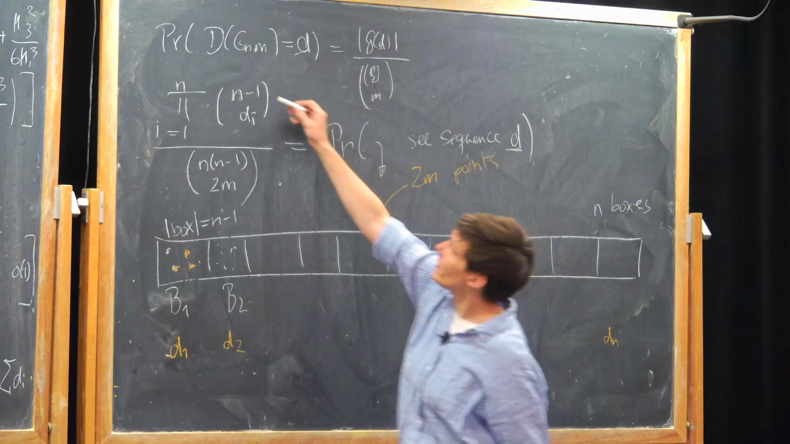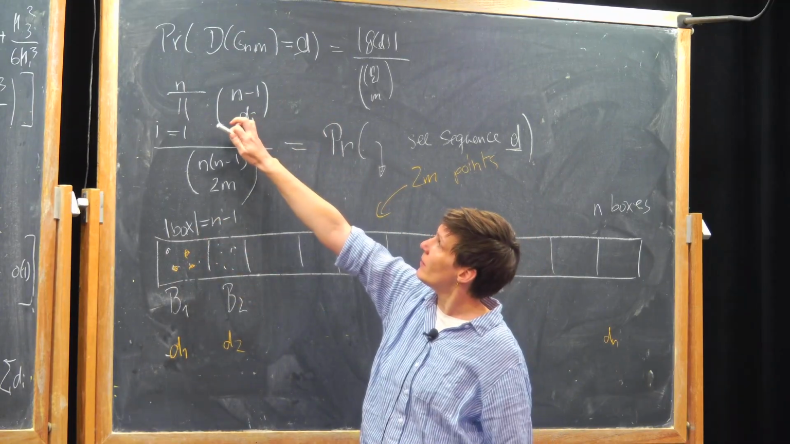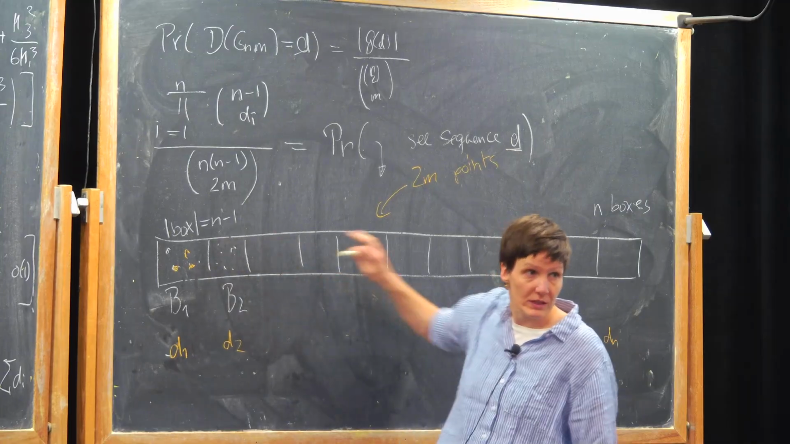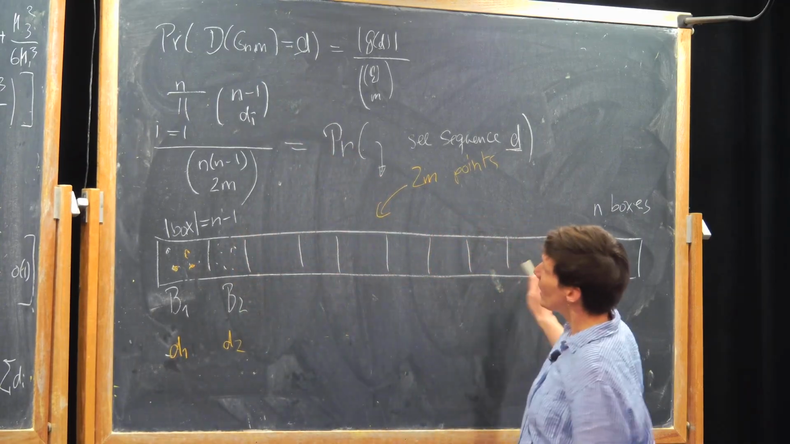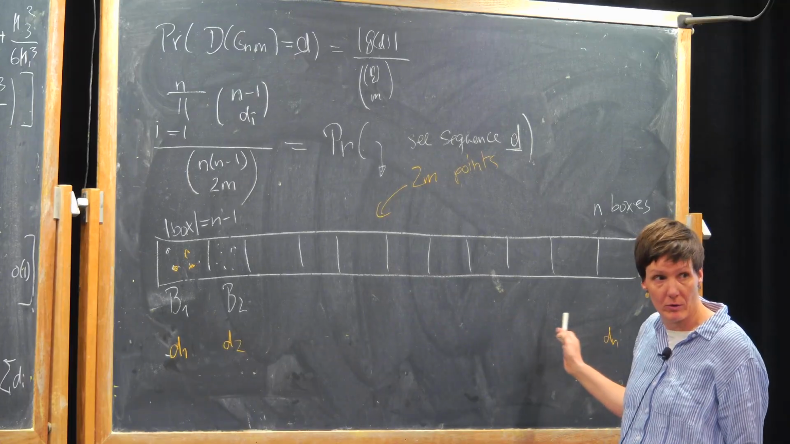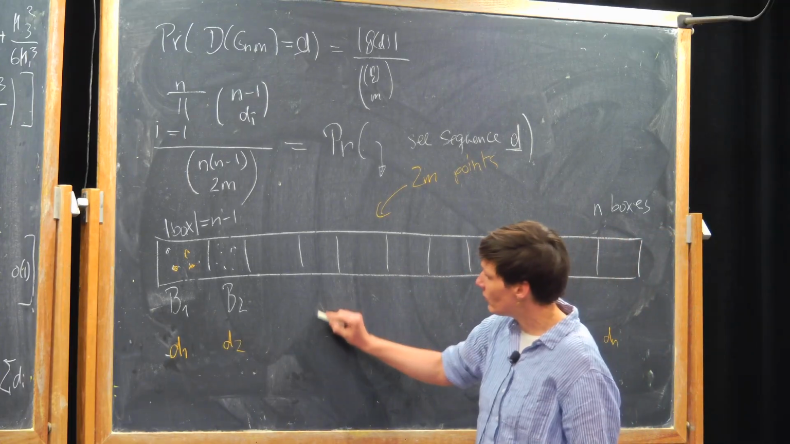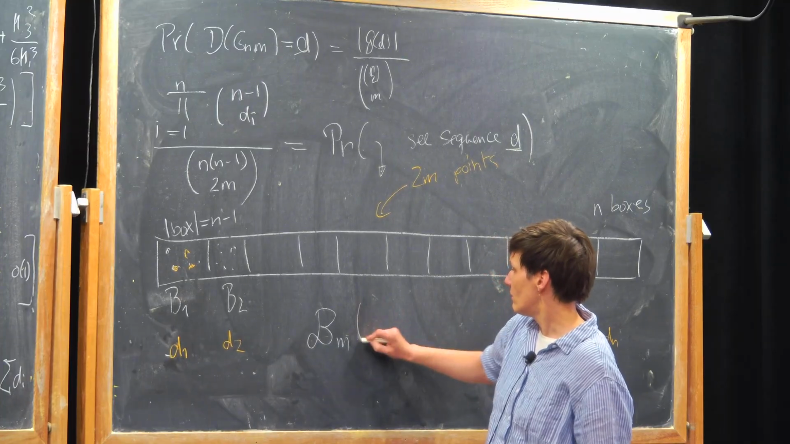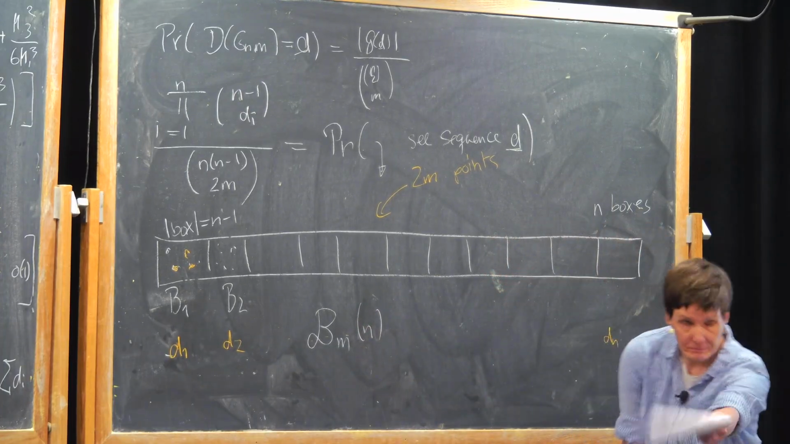Right? There are that many ways to throw d1 elements in this box, d2 elements in this box, and so on. And overall, I have n times (n minus 1 choose 2m) ways to distribute my 2m balls. So that model I want to call the binomial model, which has some n as well.